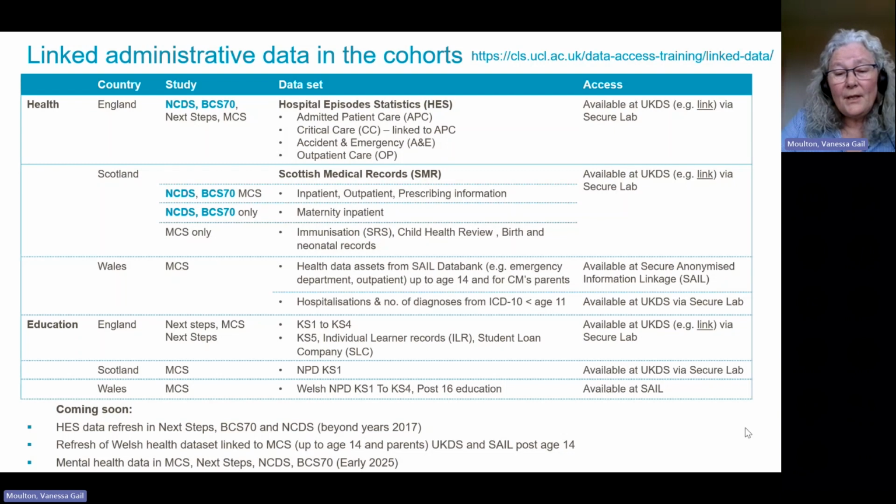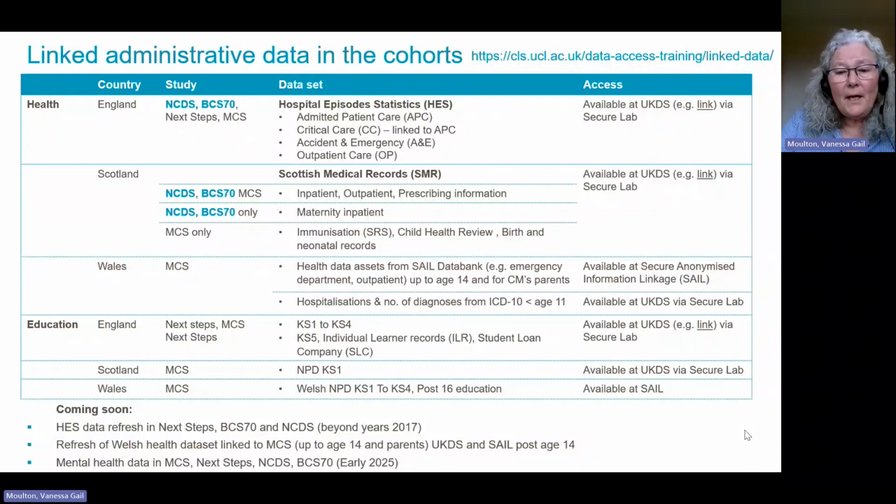We also have education, attainment and other records for the younger cohorts. For the older, the NCDS and BCS70, we have recorded deaths in Great Britain via the UKDS special licence. And coming soon will be a refresh of the hospital episode statistics in England, and next year mental health data specifically will be appended.